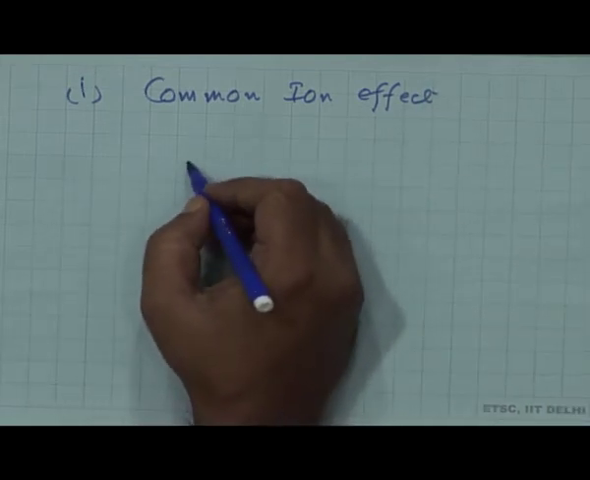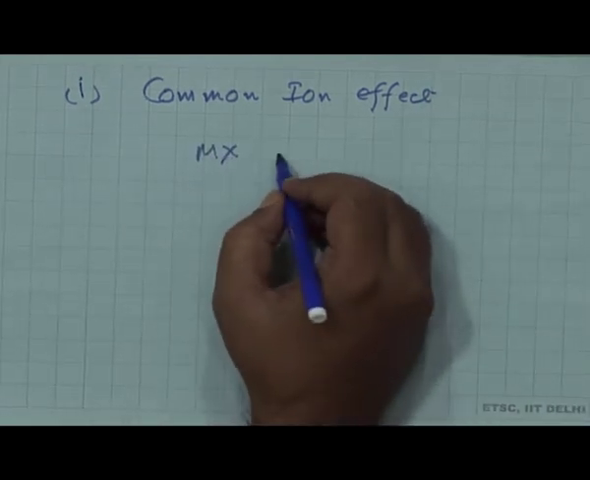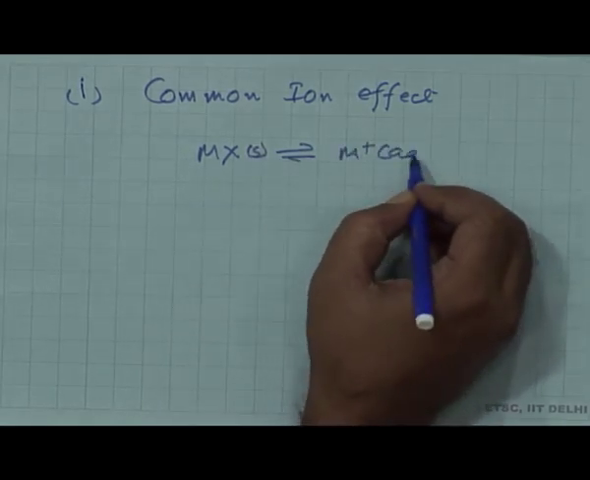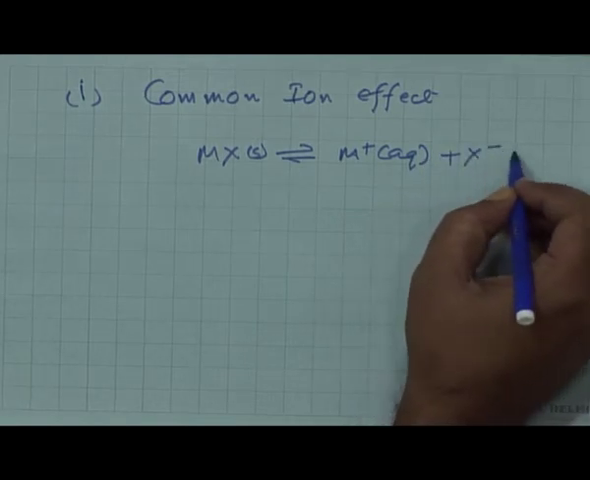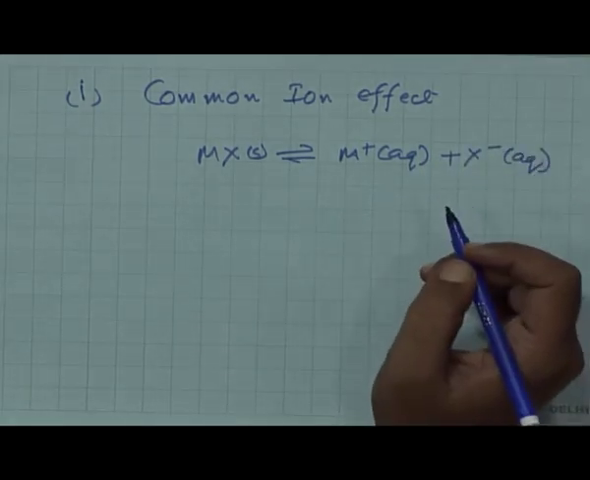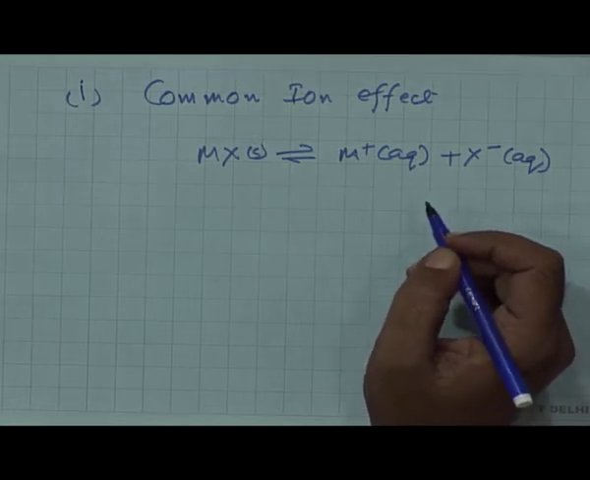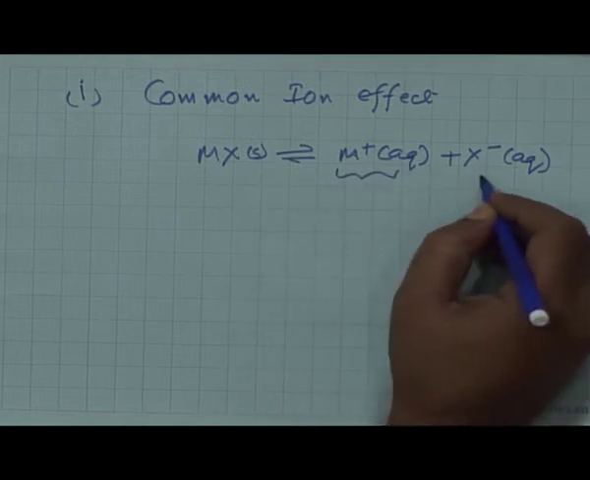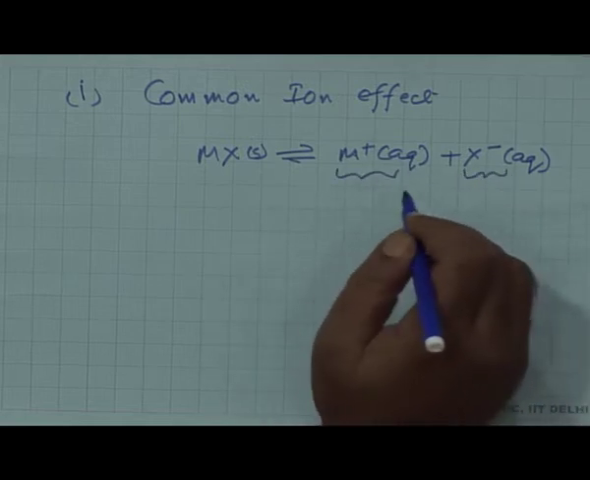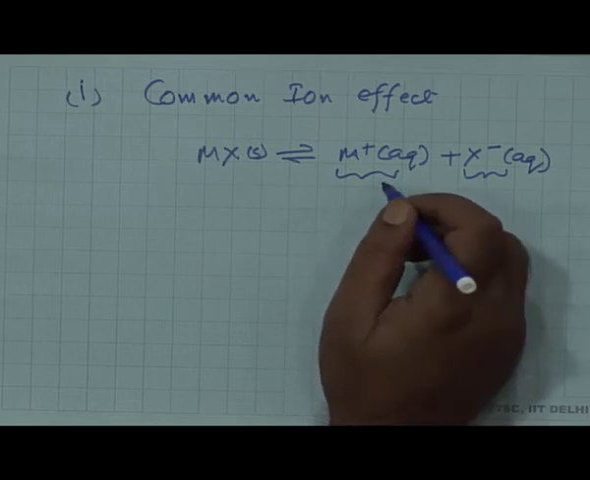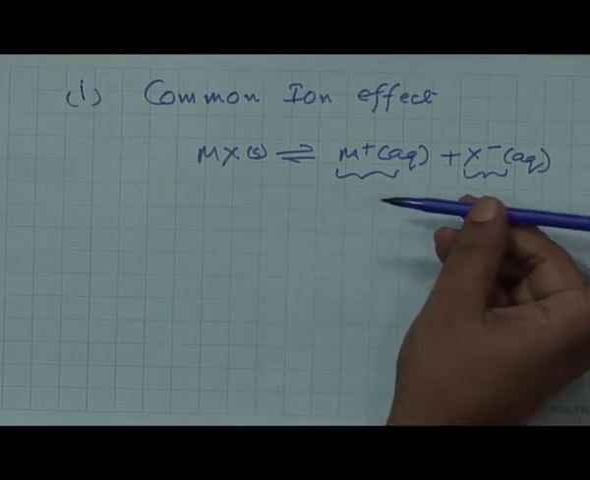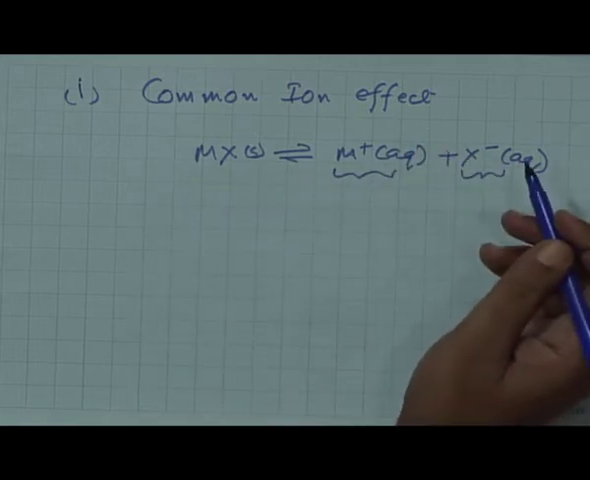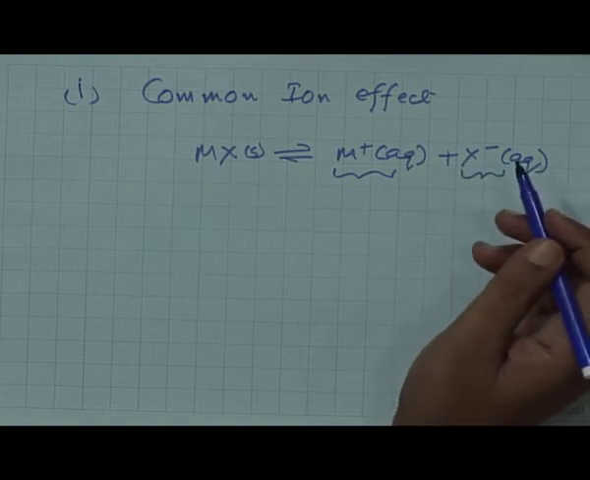So, what does that mean is that if suppose we have salt MX solid going to M plus aqueous plus X minus aqueous. So, if I add a common ion, what are the common ions? M plus or X minus. So, if we add one of them, we know that the equilibrium will shift towards the left hand side. So, we are basically decreasing the solubility.